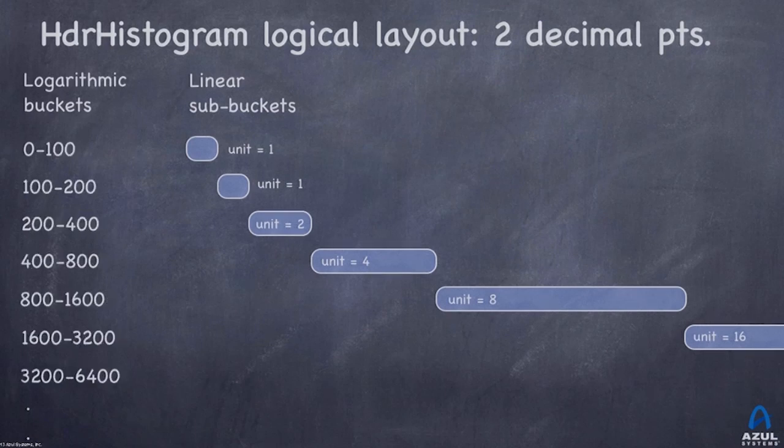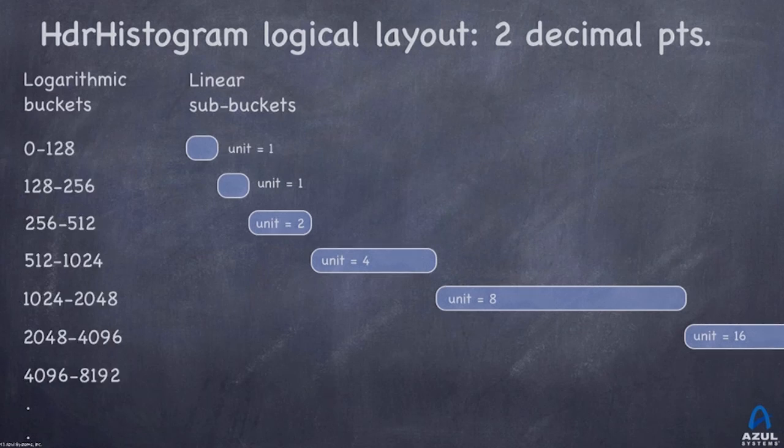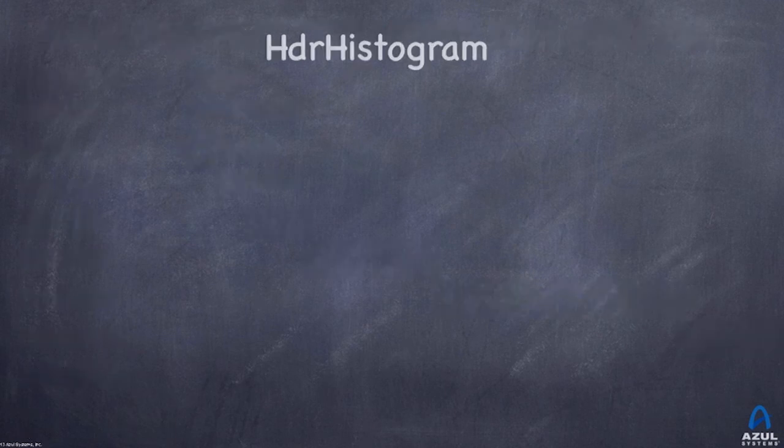It doesn't use decimal, it actually uses powers of 2 because the operations are more convenient when you do that. So whenever you give it a number of decimal points, I round up and get a power of 2 that includes that. So that's the actual bucketizing that'll happen for 2 decimal points. For 3, it'll be 1024 in the first bucket.